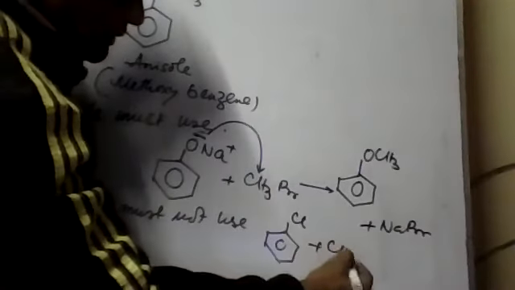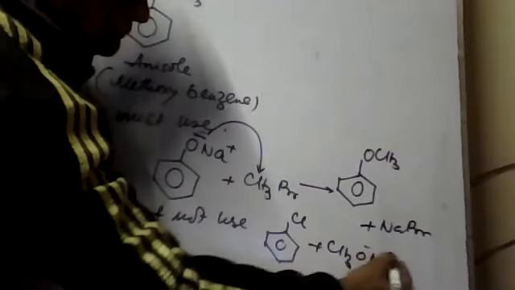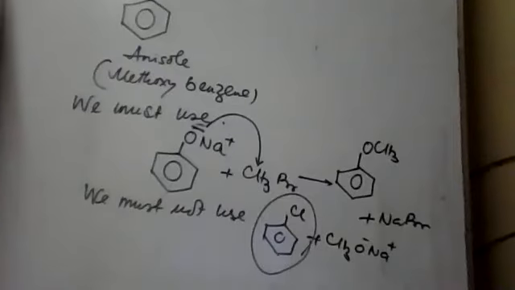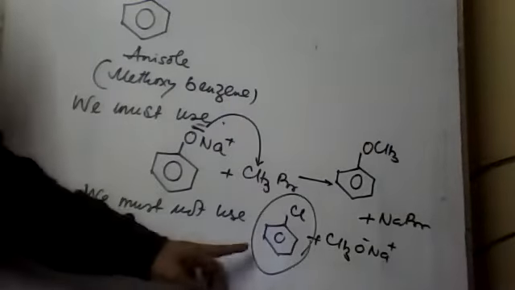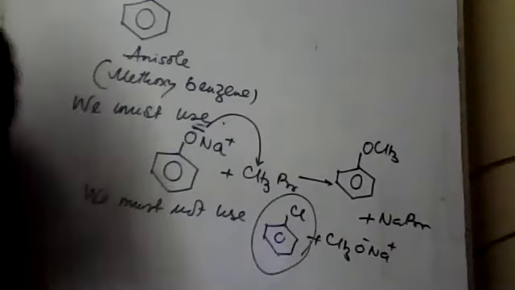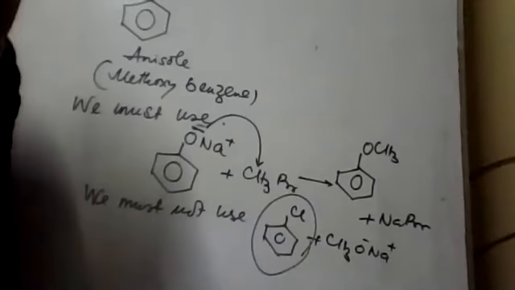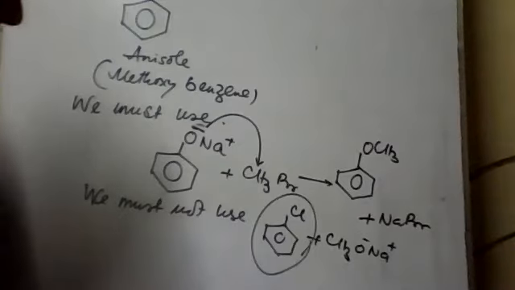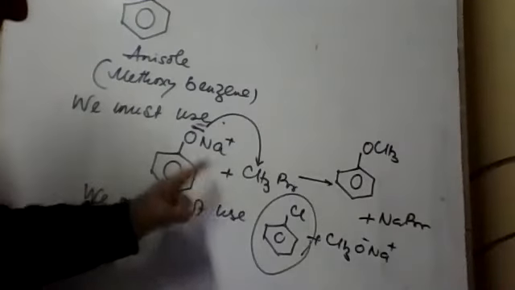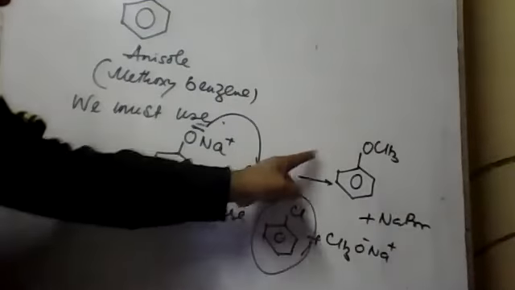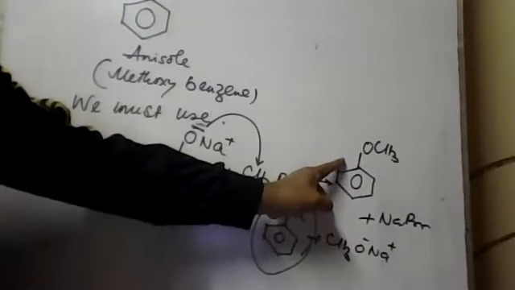Haloarene and CH3ONa. Why? Because chlorobenzene is very stable due to what? Resonance. So to prepare anisole, I have seen this question in the CBSE board exam: predict the product. Sodium phenoxide plus CH3Br, or phenol, CH3Br, NaOH. The product will be anisole, the major product.